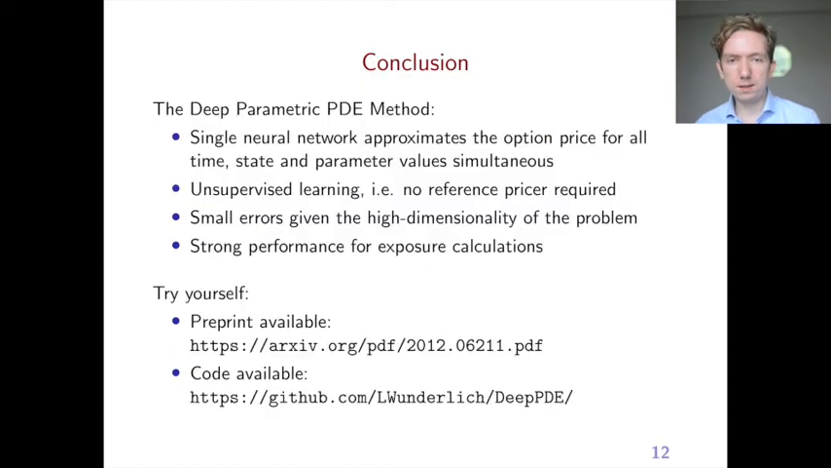And with these results I would like to conclude. We have seen how the deep parametric PDE method uses a single neural network to approximate the option price for all time, state and parameter values at the same time. It uses unsupervised learning based on the least squares formulation of the PDE, which means that it does not require a reference pricer. Despite the high dimensionality of the problem, we have seen small errors and fast evaluations, which led to a strong performance for exposure calculations.